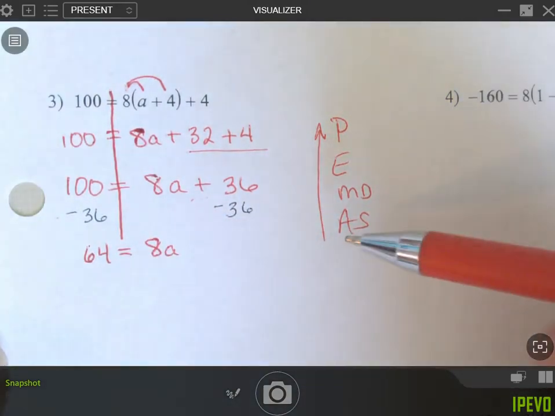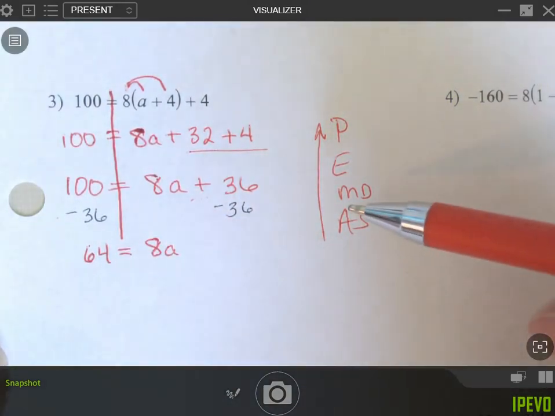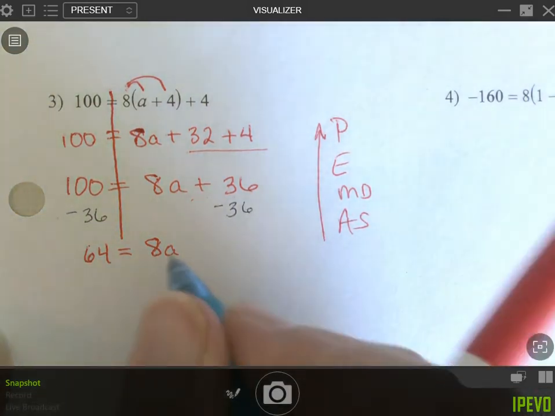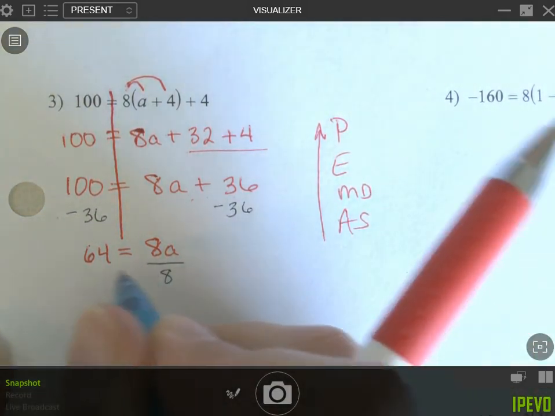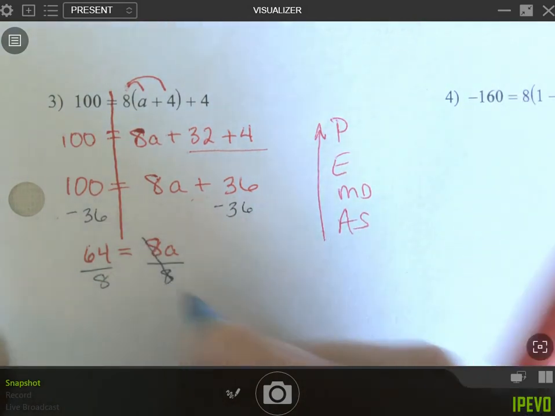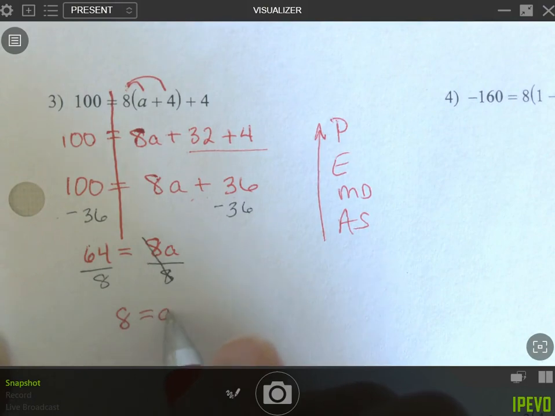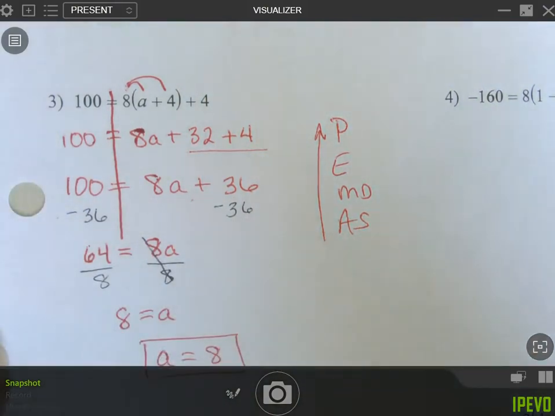And then I'm going to come back. I've got rid of all addition and subtraction. Now get rid of multiplication division. And since it's 8 times a, I'm going to divide both sides by 8. My goal is to get the a by itself. So I end up with 8 equals 1a, or 8 equals a. And if you want to rewrite it, there you go. All right, can you take a minute and try number 4?